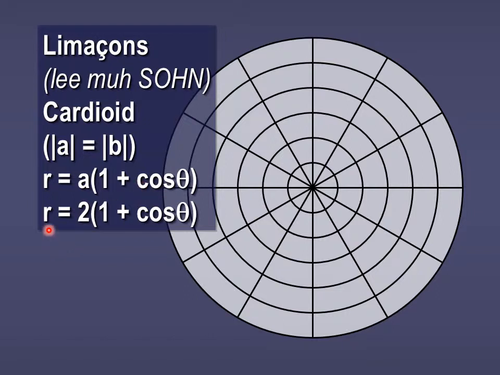So for example, r equals 2 times (1 plus cosine theta), you might have originally had r equals 2 plus 2 cosine theta. So your a and your b are the same number. It's the absolute value of b, so one of them could be negative as long as they're the same number. So let's see what that looks like.